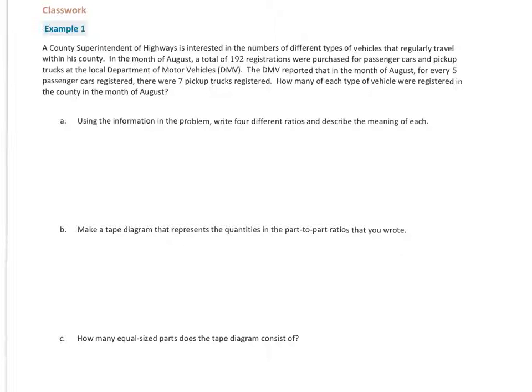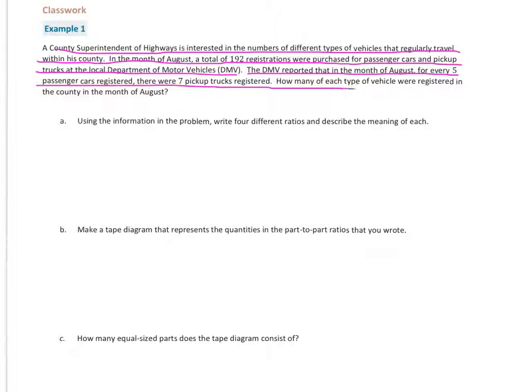Let's check it out. A county superintendent of highways is interested in the numbers of different types of vehicles that regularly travel within his county. In the month of August, a total of 192 registrations were purchased for passenger cars and pickup trucks at the local DMV. So passenger car is like the car that I drive. Pickup truck, you know what a pickup truck is. So the DMV reported that in the month of August, for every 5 passenger cars registered, there were 7 pickup trucks registered. How many of each type of vehicle were registered in the county in the month of August?